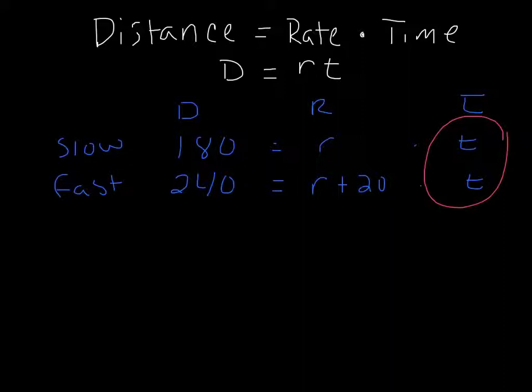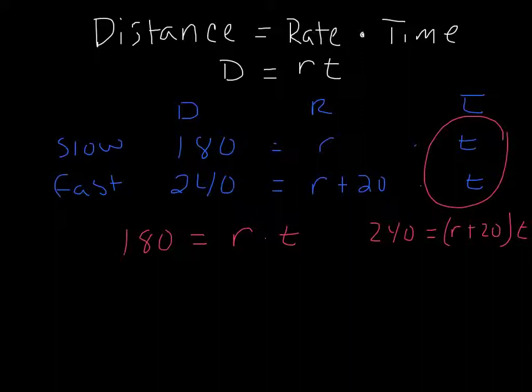Once you have something that's equal, if you can solve for that, then you can set them equal to each other. Let me give you an example. For the slow car, using the formula, you have 180 equals R times T. For the faster car, you have 240 equals R plus 20 times T. What you want to do is solve both of them for T, because if we can get T to be the same, then we can set them equal to each other.